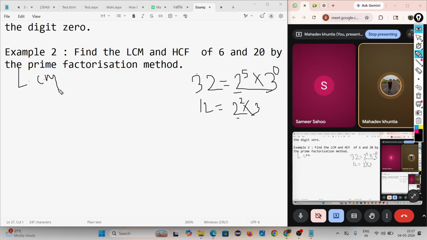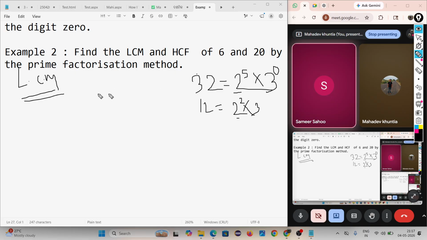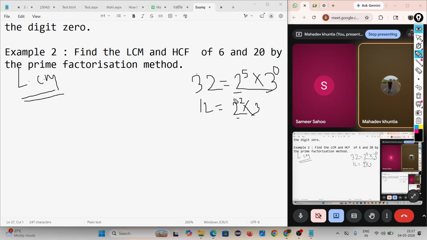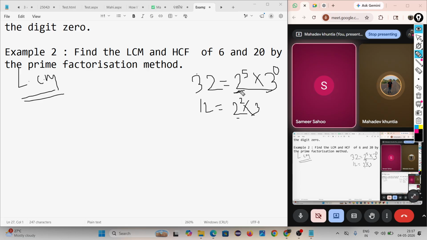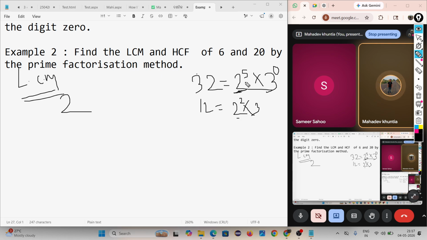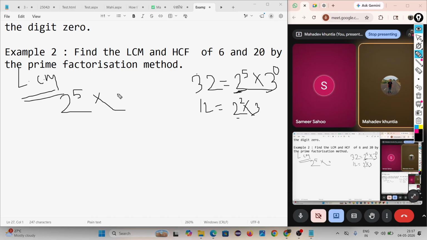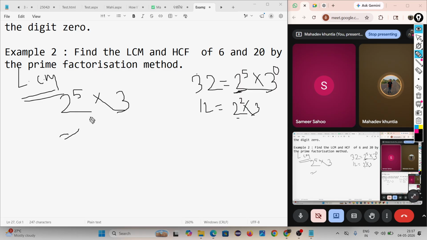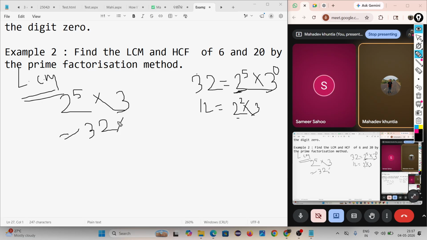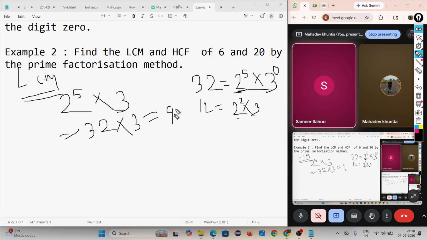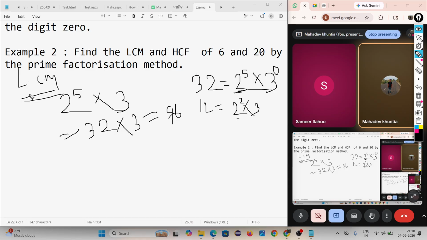Then for LCM, look at each prime number's highest power. For 2, what is the highest power? 2 to the power 5. For 3, what is the highest power? 3 to the power 1. Then 2 raised to the power 5 is 32. 32 into 3 is 96. Remember, for LCM, always take the highest power. Don't think that because LCM means lowest common multiple, you will take the lower power.